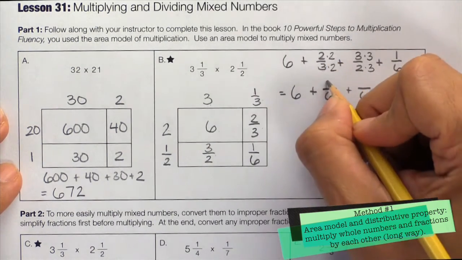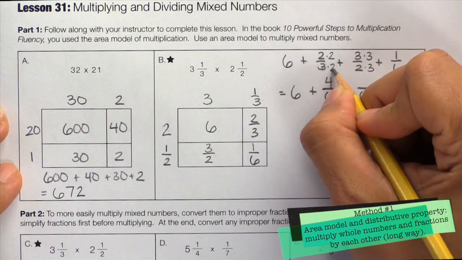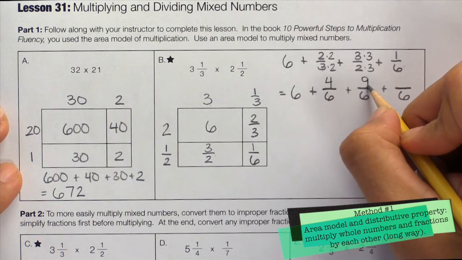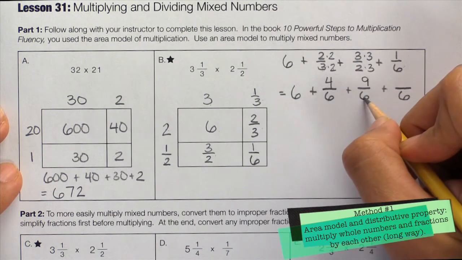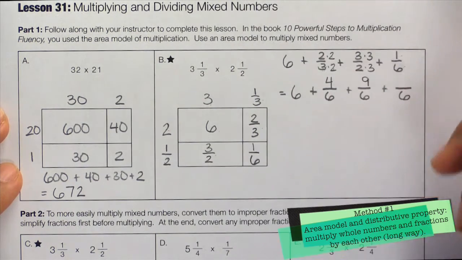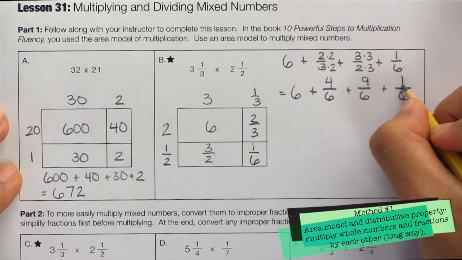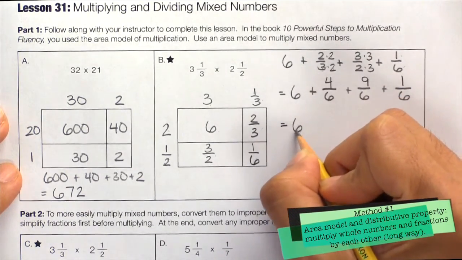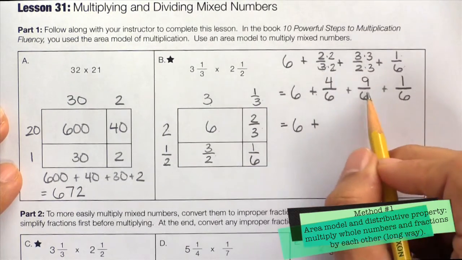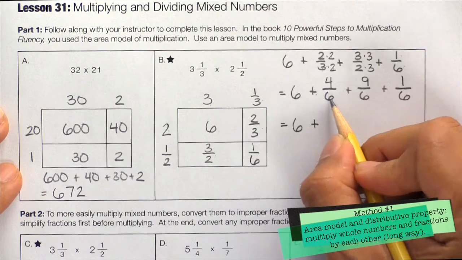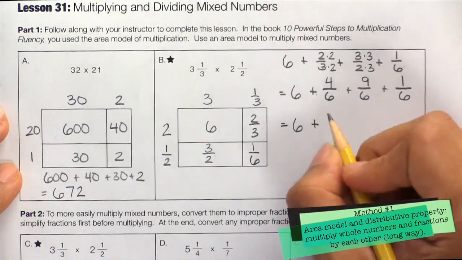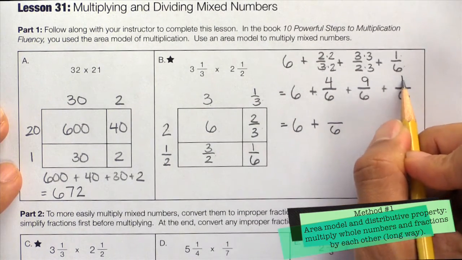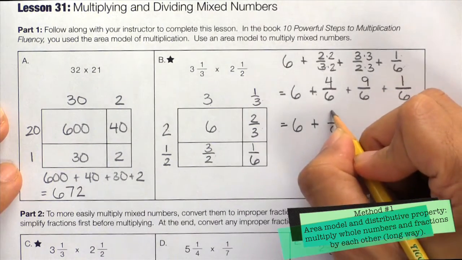2 times 2 is 4. Write it down. 3 times 2 is 6, and it's already there. 3 times 3 is 9. 2 times 3 is 6, and it's already there. And 1/6, we left it as is, so just write it down. Here's the next step. Go to the next line. Write down the 6 plus, and let's add up all these fractions. Sixths plus sixths plus sixths gives us sixths. How many sixths? 9 plus 1 is 10, plus 4 more gives us 14.